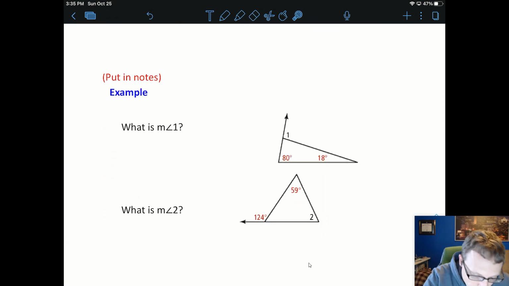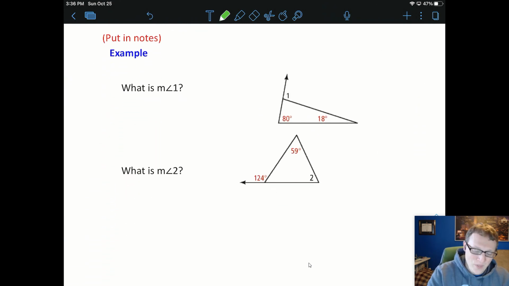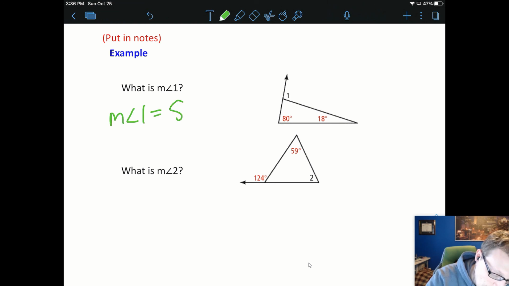So in this one, let's say we want to find the measure of angle 1. So angle 1 is an exterior angle. We can find the measure of it in one of two ways. I could find this angle and then subtract from 180, or I can just use the triangle exterior angles theorem to just add those two up. So the measure of angle 1 is going to be equal to 80 plus 18. So that's going to equal 98 degrees.